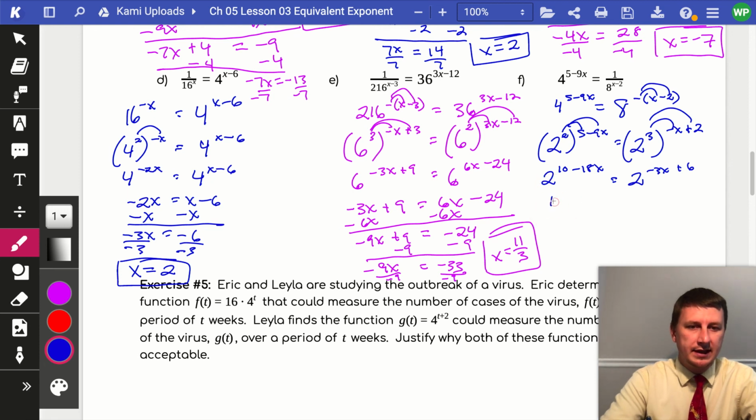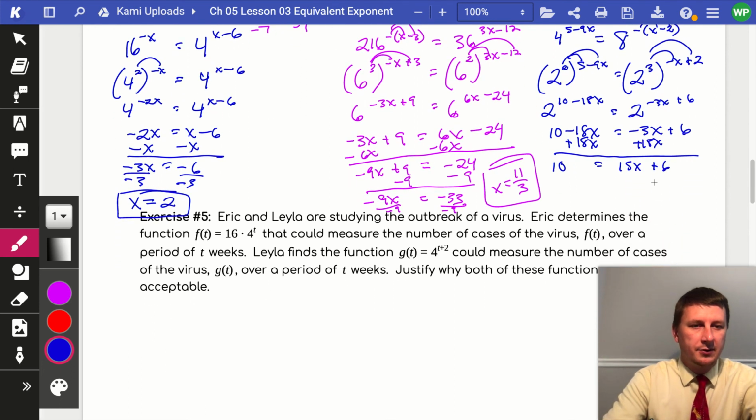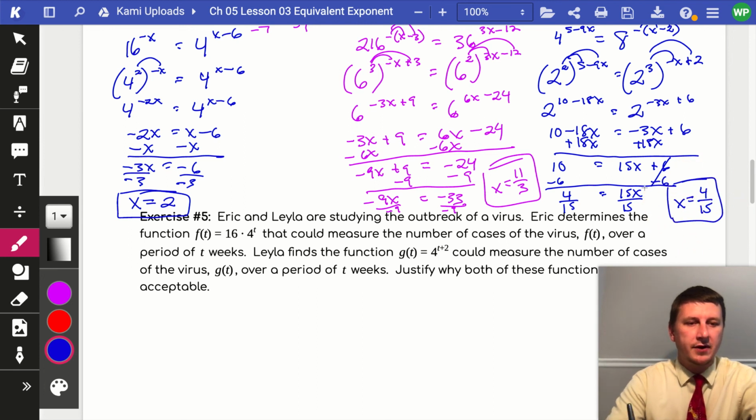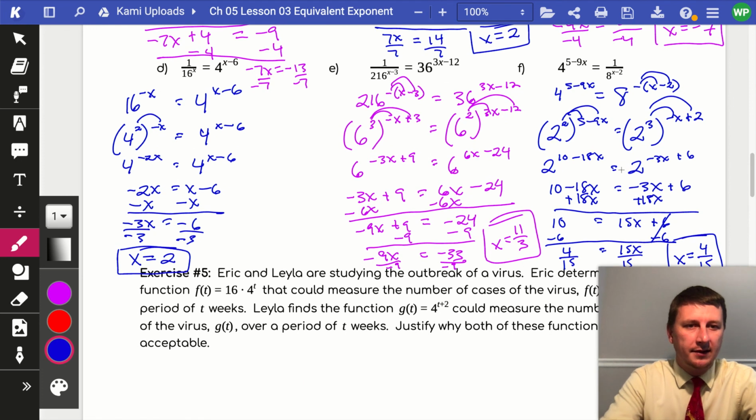Now that I have the same bases, I'm going to set my exponents equal to each other one final time. And I will have 10 minus 18x is equal to negative 3x plus 6. I'm going to go ahead and move my 18x over to this side now, so I'm not dealing with negative numbers. And I'll get 10 is equal to 15x plus 6. I'm going to subtract 6 from both sides. And I will get 15x is equal to 4. Let's go ahead and divide by 15. And when I do that, I'm going to get x is equal to 4 over 15. So again, another fraction as a solution, but that's okay because we did everything right.